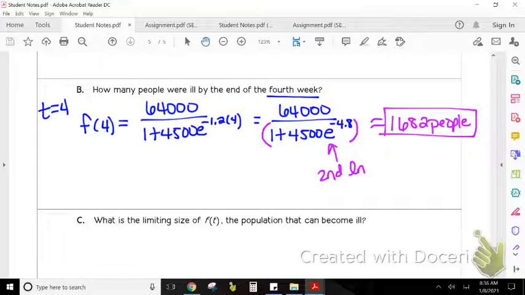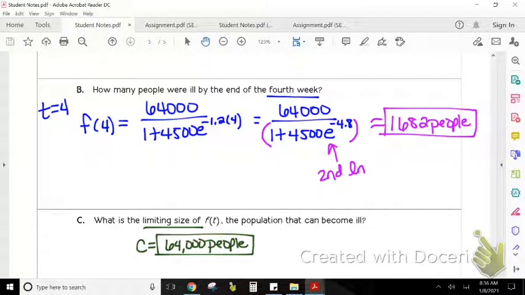And then C says, what is the limiting size of F of T, the population that can become ill? Well, the limiting size is that C value, okay, which is the 64,000. And hopefully that makes sense, because if the town only has 64,000 people in it, no more than that number can get sick, right, or become ill. So therefore, that's our limiting factor. That's the limit to growth. This epidemic can't make more than 64,000 people sick in a town that has 64,000 people only.